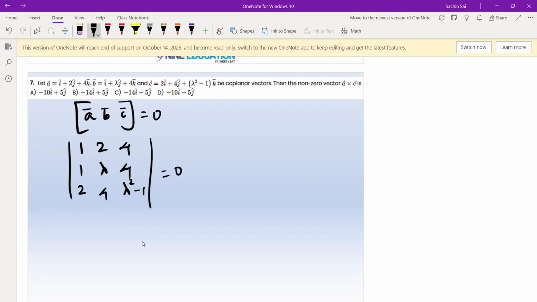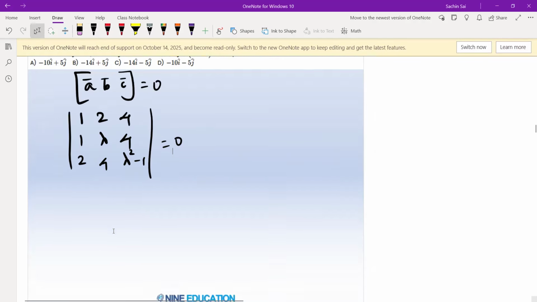That is because there is a situation where box ABC equals 0 also includes a condition where a is parallel to c, right? If box ABC is 0, it could also be because a is parallel to c. That is why you have to be careful about this. Here, a should not be parallel to c, and you must still get box ABC 0, right? That explains the multiple values of lambda in this question.